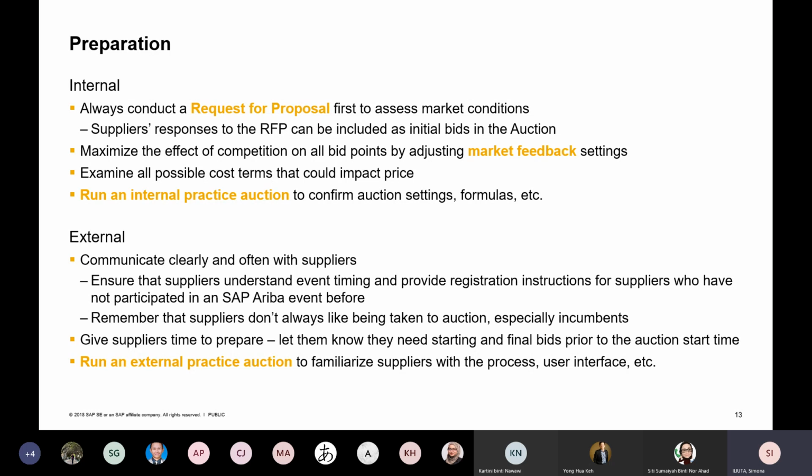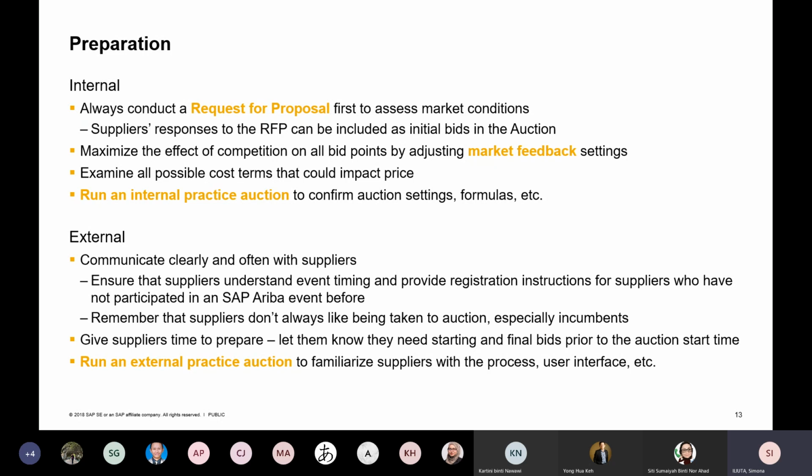So for suppliers to be able to familiarize themselves with the system and with the auction, we always recommend to run an external practice auction. You will see that I have a very specific way of explaining this, or I recommend my customers to run for each auction a training for their suppliers. A training, what does this mean?